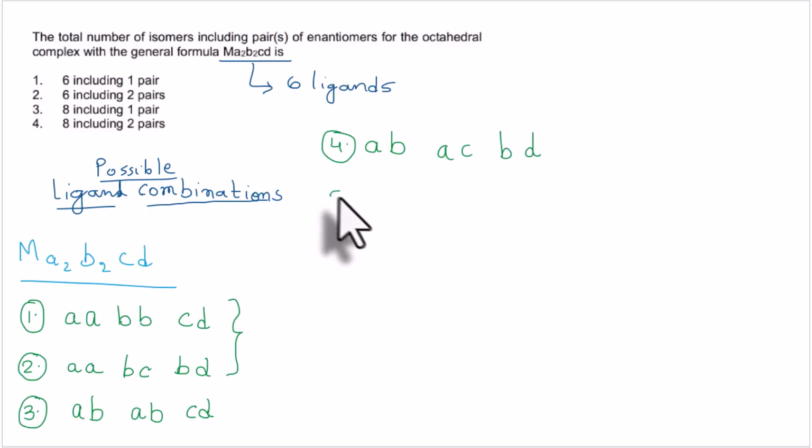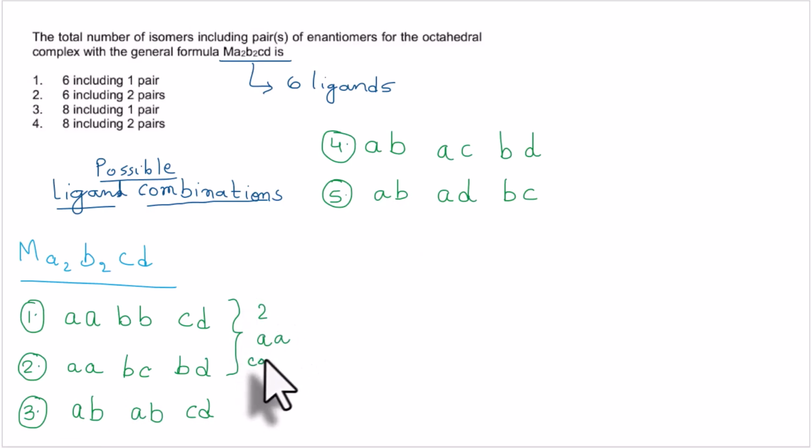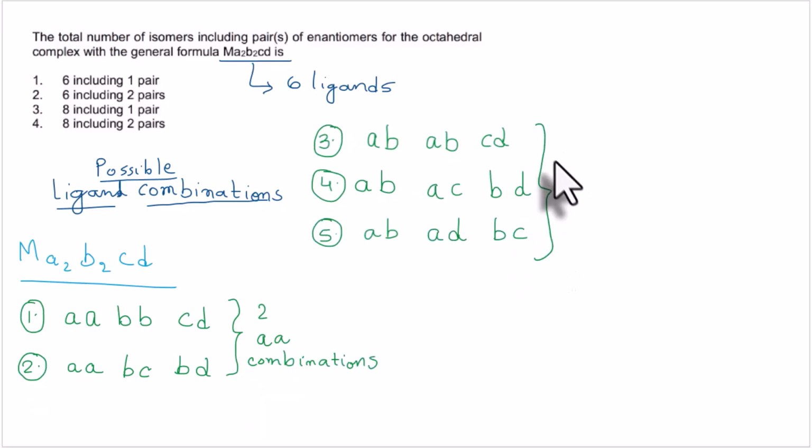This is another possibility. Then do we have any other possibility with AB? Yes, I guess one more possibility is there. If we combine A with D, then AB, AB, and the second A can combine with C, or the second A can combine with D to form AB, AD and BC. This is another possibility, and you have to take care, as I said, that none of the combinations should be repetitive. So we have three combinations with AB, and two AA combinations.